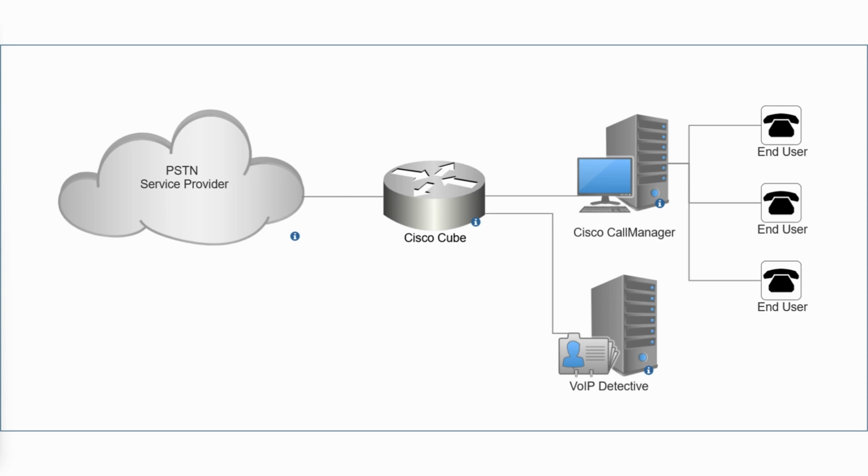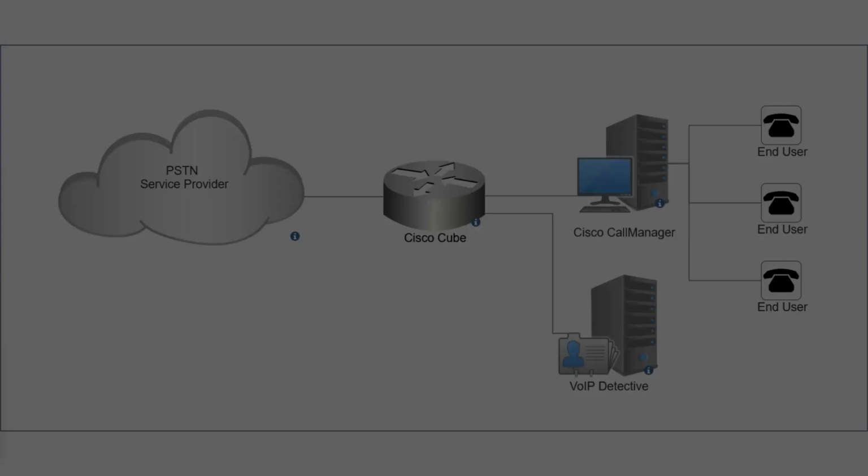Cisco CUBE is able to generate CDRs itself, similar to what Call Manager produces, detailing all calls that occur on the platform. We can configure CUBE to log these calls and push them to VoIP Detective. Once they arrive, VoIP Detective will process these files and create a searchable list.